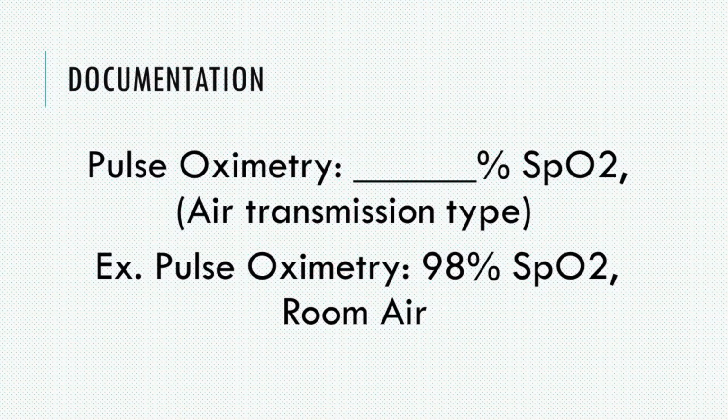When documenting pulse oximetry, you can write pulse oximetry and the percent read by the oximeter. Additionally, the air transmission type can be recorded, especially in cases when the patient is receiving air by nasal cannula or ventilator. In this case, the pulse oximeter read 98% SpO2 and the patient was breathing room air.